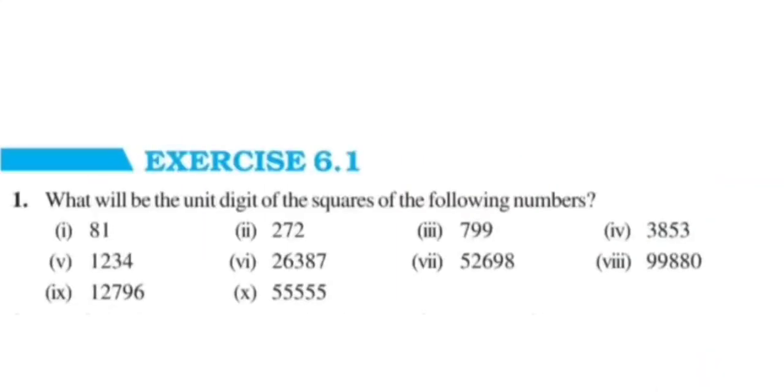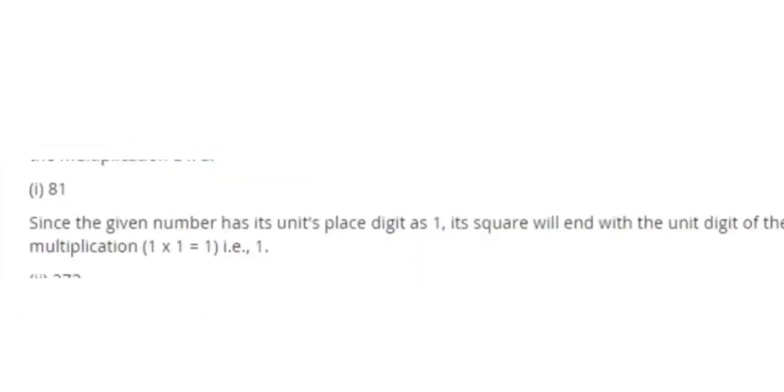Now see exercise 6.1, question number 1. What will be the unit digit of the squares of the following numbers? First one is 81. Since the given number has its units place digit as 1, you can see here the ones place is 1. So its square will end with the unit digit of the multiplication, 1 into 1 is 1 only. So the unit digit will be 1.